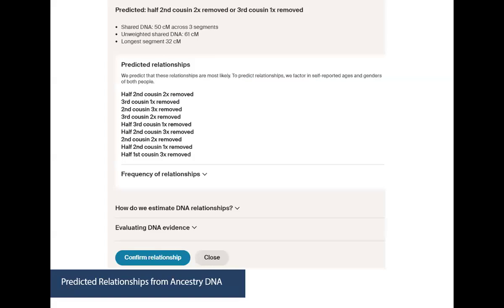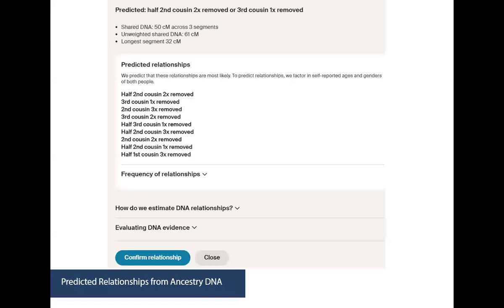So I learned with this match that across the 50 centimorgans that I have, there's this unweighted shared DNA. And unweighted basically means that Ancestry is not doing anything to how they're measuring that DNA. They're not applying an algorithm. So unweighted, I share 61 centimorgans actually, with the longest segment being 32, which is still pretty big. That's about half on one segment.